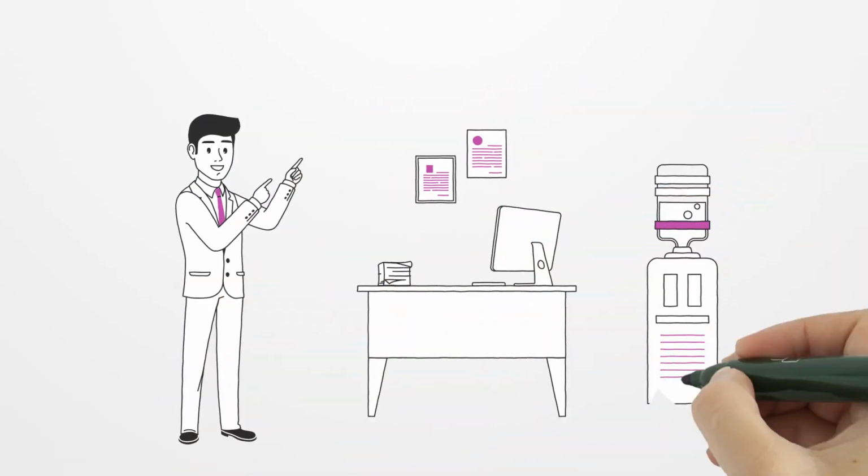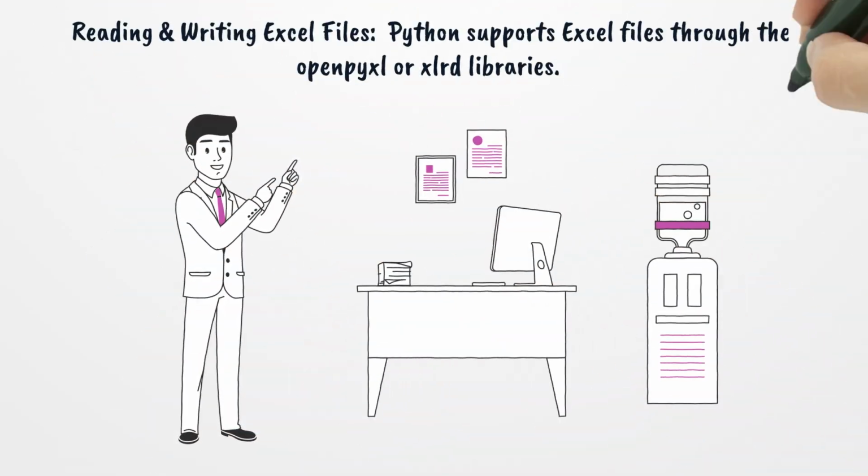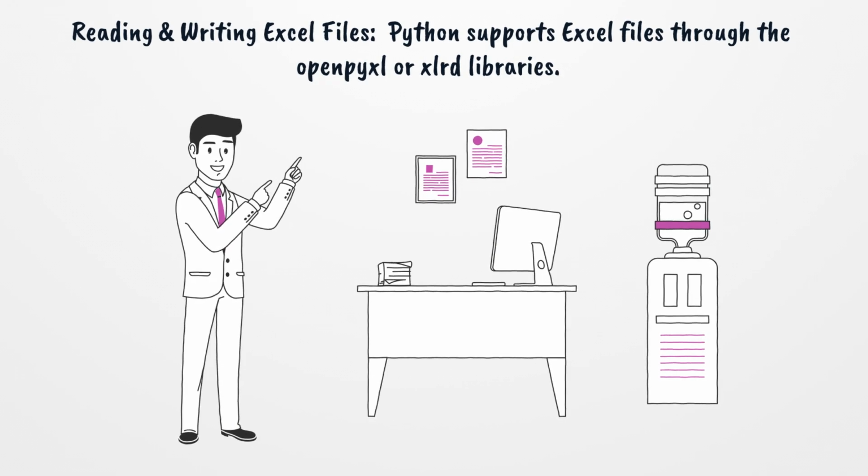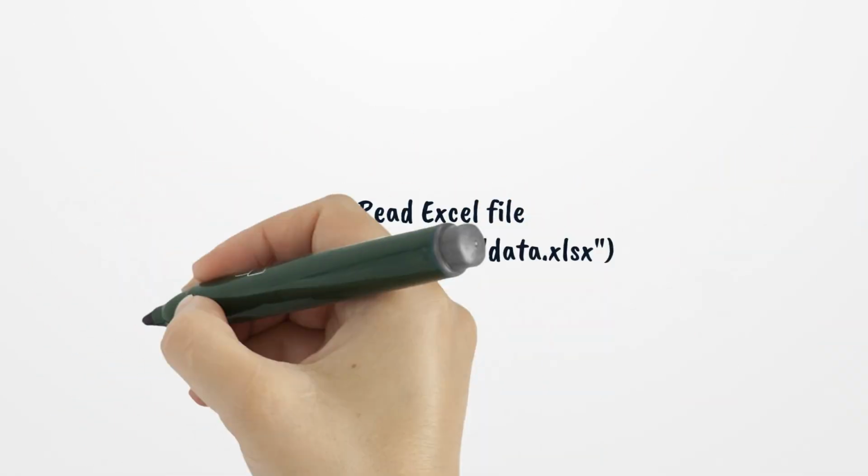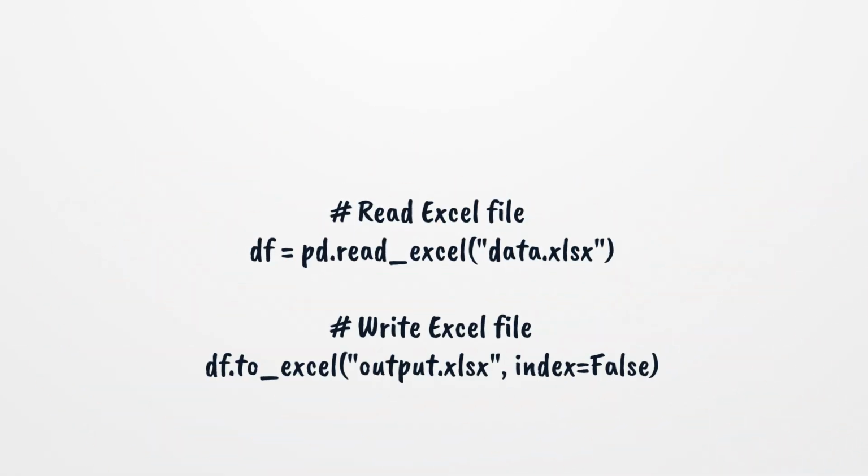Reading and writing Excel files. Python supports Excel files through the openpyxl or xlrd libraries. # read Excel file. df = pd.read_excel('data.xlsx'). # write Excel file. df.to_excel('output.xlsx', index=False).